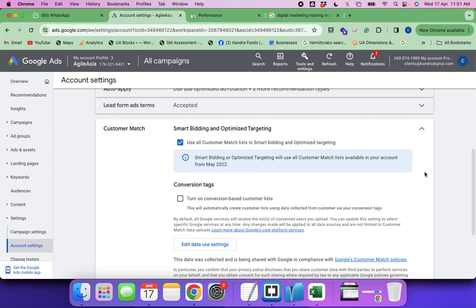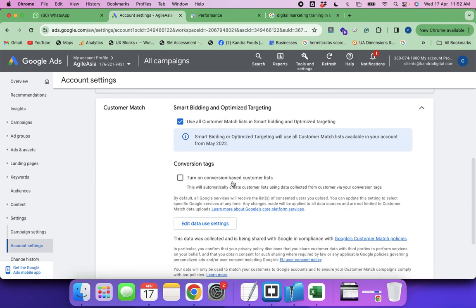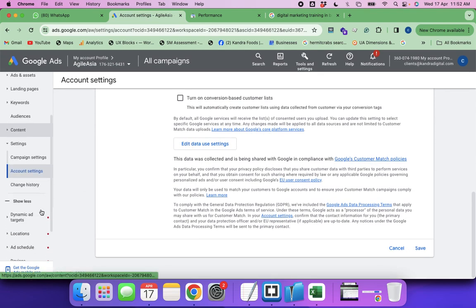So in Google Ads, if you have 10,000 email IDs of your customers and you want to show ads to them, you can upload their email IDs. We'll see that in one of the sections, I'll show it to you. So now here we are turning it on for smart bidding and optimized targeting. Automatically all those customers will be considered for smart bidding and optimized targeting, which you can turn off by unchecking this. So yeah, that's all about this.